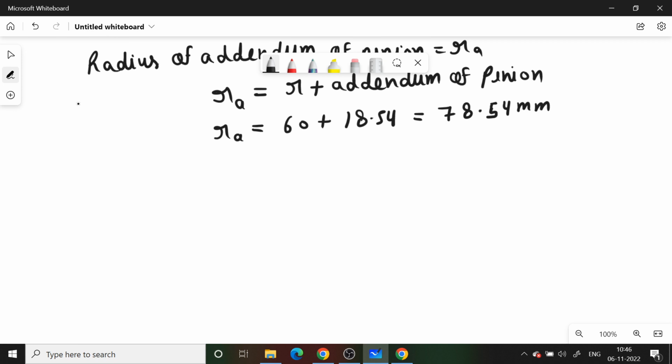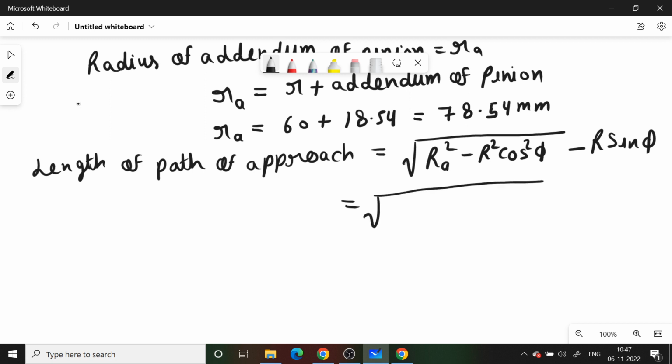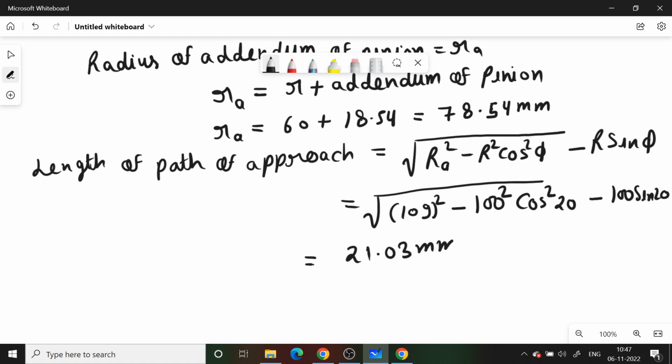Length of path of approach will be equal to the square root of RA square minus R square cos square phi, minus R sin phi. Radius of addendum circle of the wheel is 109, the pitch circle radius of wheel is 100, pressure angle is 20, minus 100 into sin 20. It will be equal to 21.03 mm. This is the length of path of approach.